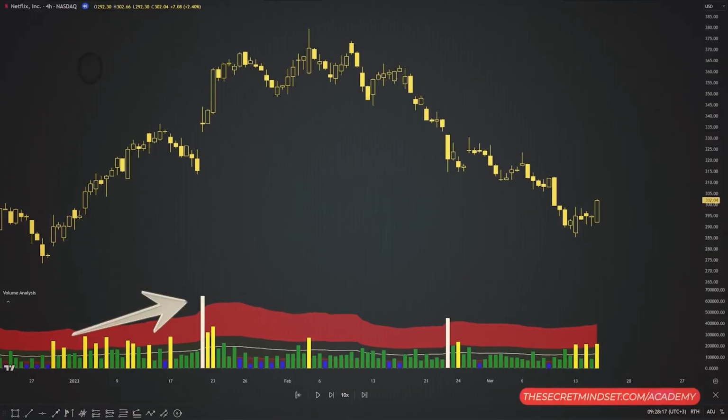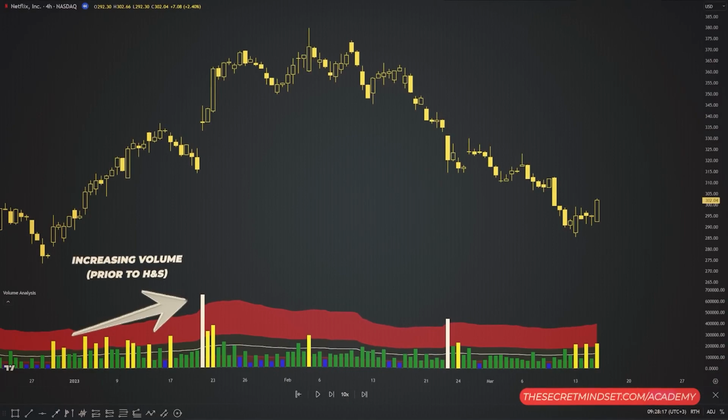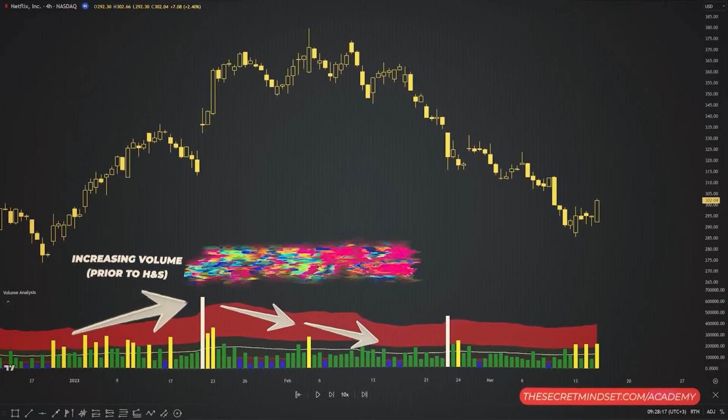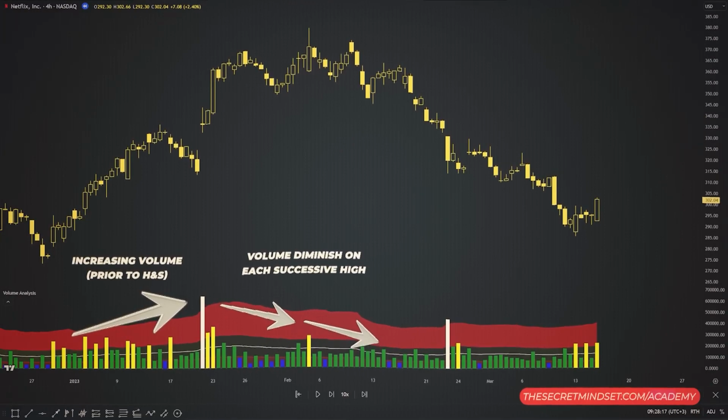If a higher high occurs with expanding volume, this is considered healthy and normal in an uptrend. However, in an ideal scenario, the head and shoulders pattern sees volume diminish on each successive high.